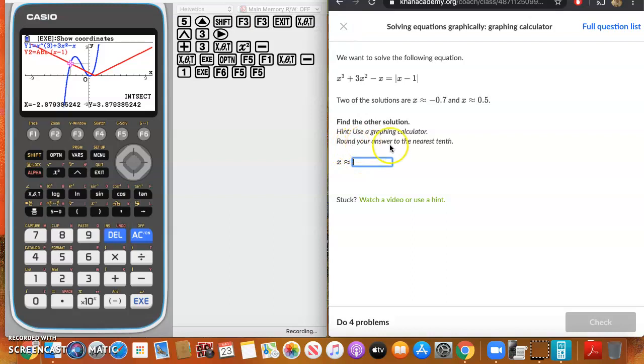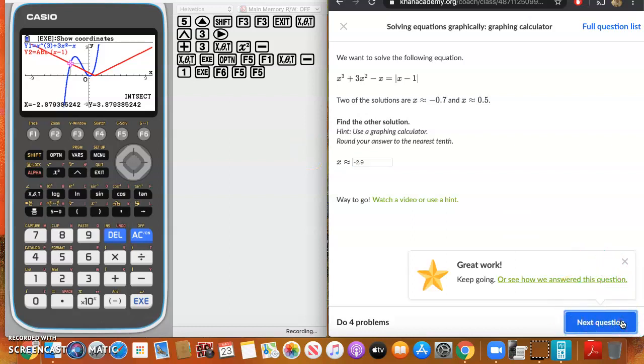And they tell us to round your answer to the nearest tenth. So negative 2.879 rounded to the nearest tenth is negative 2.9. So negative 2.9 approximately. And there's your answer.